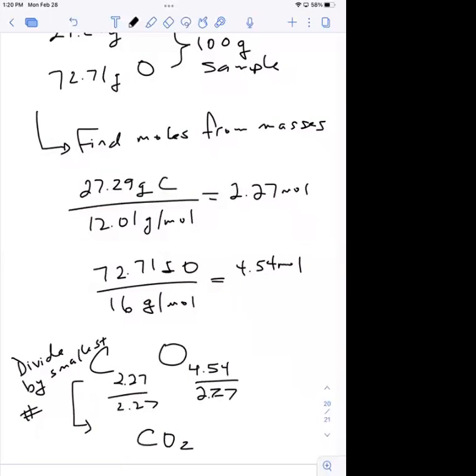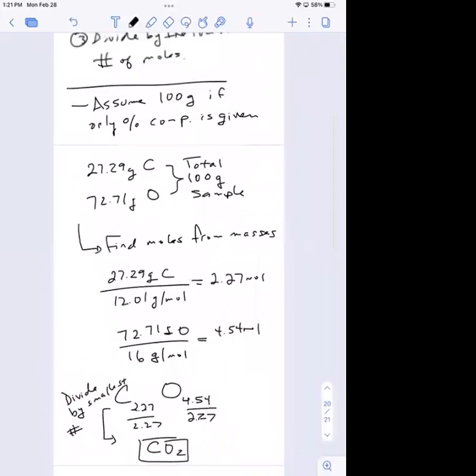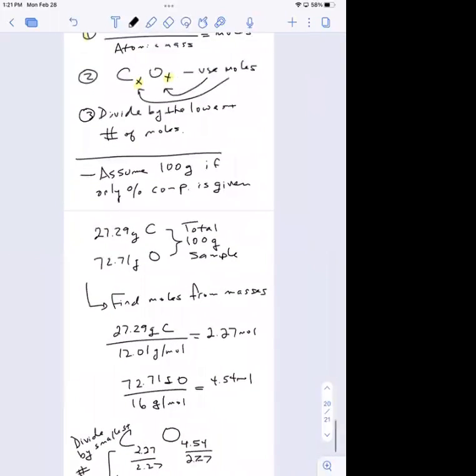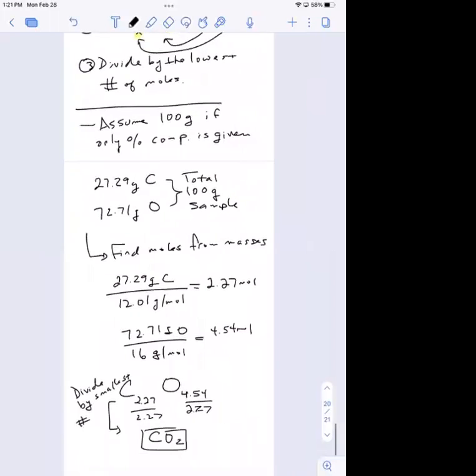All right. So this is the empirical formula for a sample that has a percent composition of 27.29% carbon and 72.71% oxygen. That's kicking my behind today.